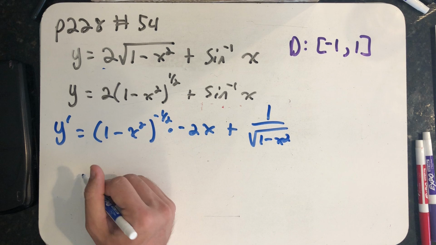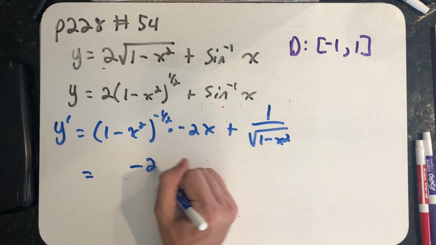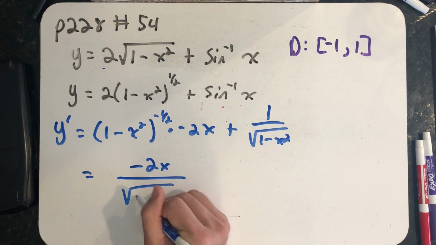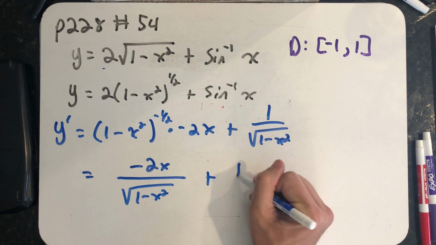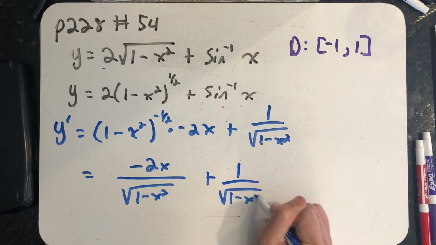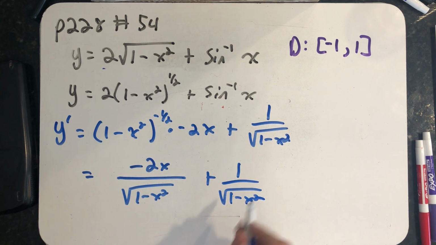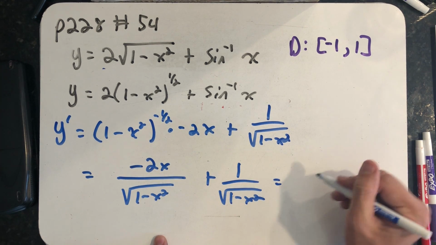So we need to rewrite this. I'll have minus 2x over the square root of 1 minus x squared, and then plus 1 over the square root of 1 minus x squared. And I realize that very nicely these already have a common denominator.